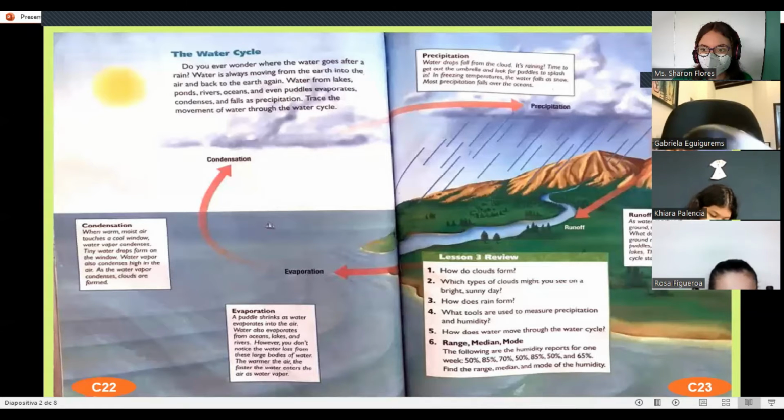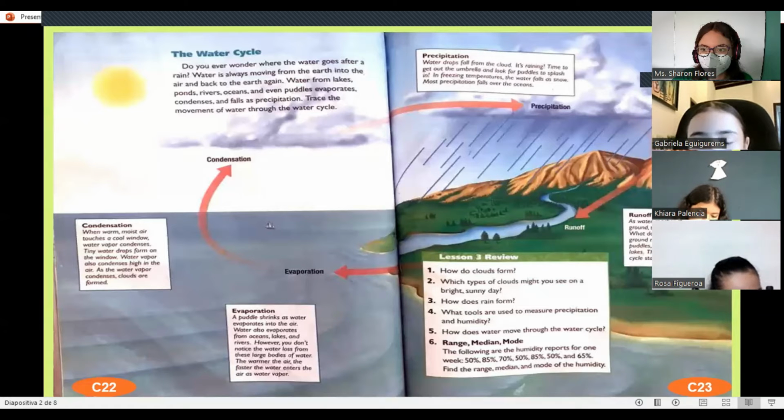Okay, it says the water cycle class. As you mentioned, the water cycle has a process. So we're going to talk about this cycle. Remember that the last class we talked about how the clouds were formed. So it's related to this topic also.